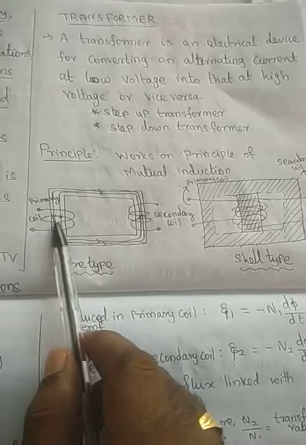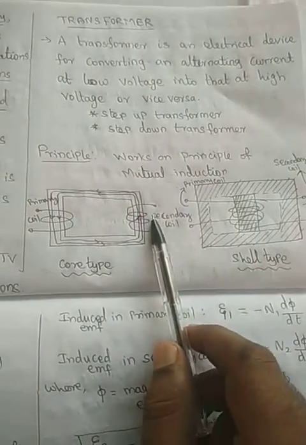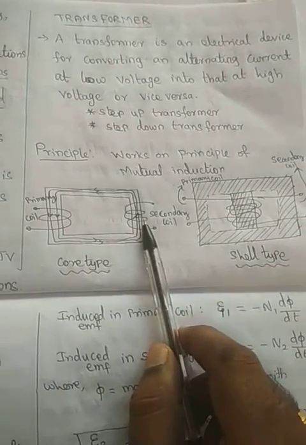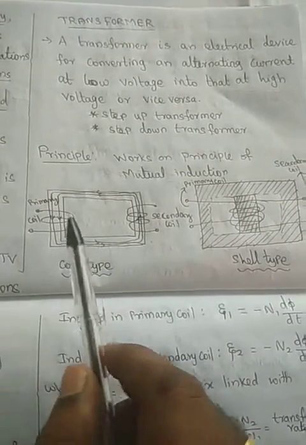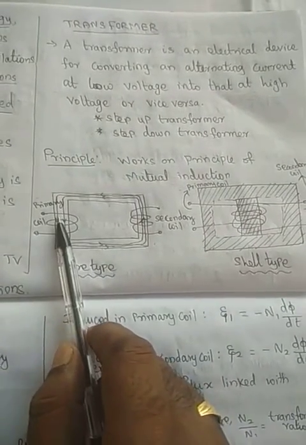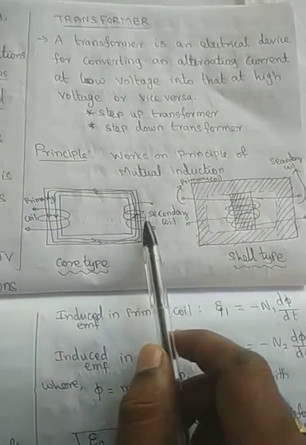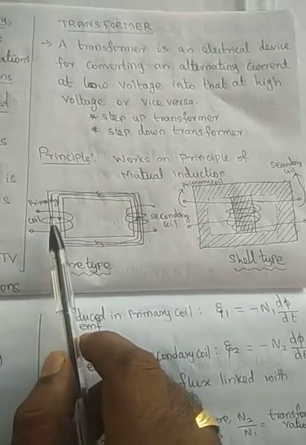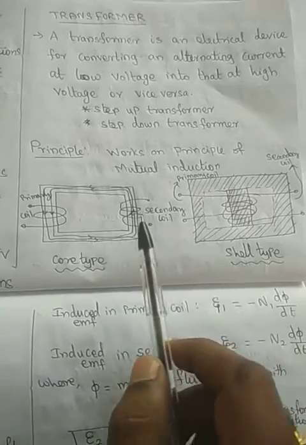The current flowing in the primary coil changes the magnetic flux in the secondary coil, and hence the EMF is induced in the secondary coil. Due to the current flowing in the primary coil, there will also be EMF induced in the primary coil. The primary coil EMF is called E1 and the secondary coil EMF is called E2. The number of turns in the primary coil is capital N1 and the number of turns in the secondary coil is N2.